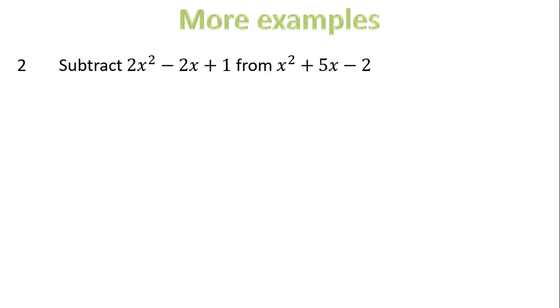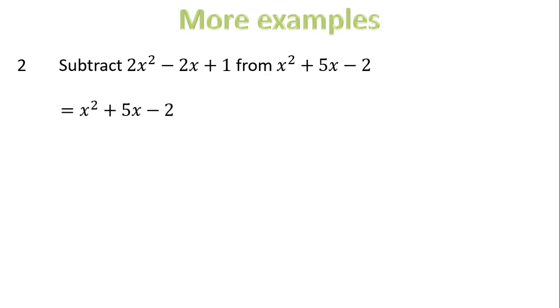Subtract 2x squared minus 2x plus 1 from x squared plus 5x minus 2. So our first trick is to figure out which one we're taking from which one. In other words, which one goes to the left of the minus and which one goes to the right of the minus. So we're saying subtract one thing from another. So take 5 apples from 10 apples. So hopefully you can see that the second one, the x squared plus 5x minus 2, comes first, and then we take away the 2x squared minus 2x plus 1.